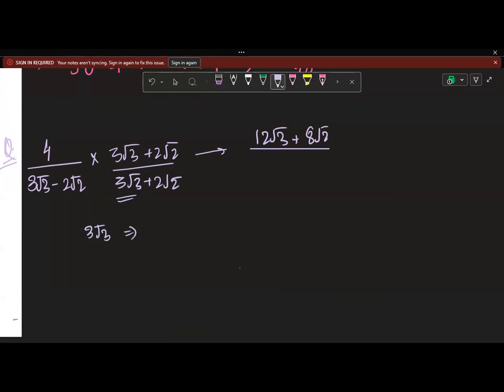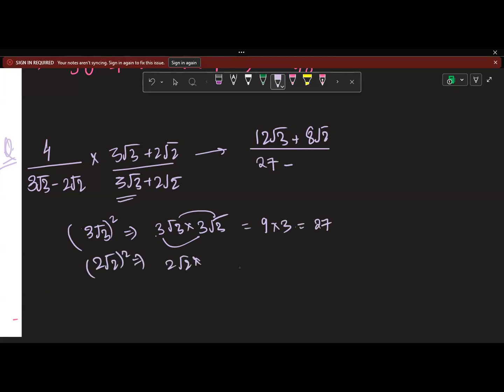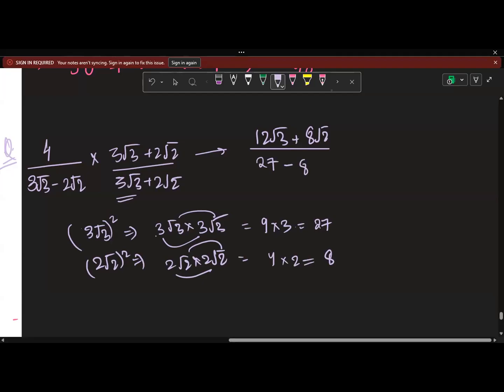Children, how will we do? 3 root 3 into 3 root 3, right? Yes, ma'am. So 3 into 3 is 9 and root 3 into root 3 is 3 only. So 9 into 3 is 27. So you get 27 minus 2 root 2 square. Again, we will do the same way. 2 root 2 into 2 root 2. So that becomes 2 into 2 is 4. Root 2 into root 2 is 2 only. 4 into 2 is 8. So 27 minus 8 you will do. Okay? Yes, ma'am.